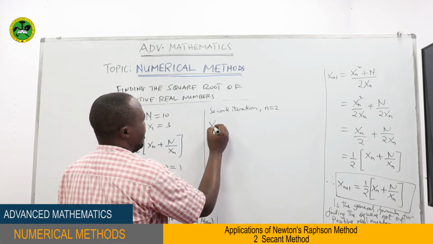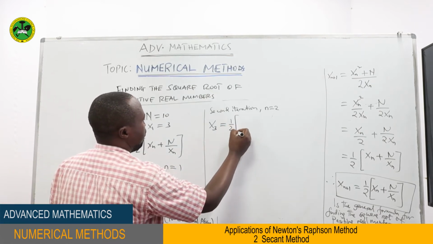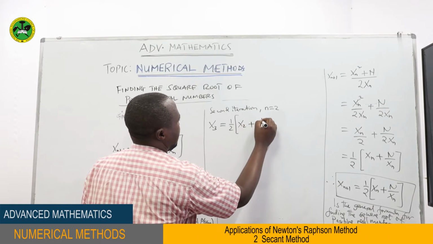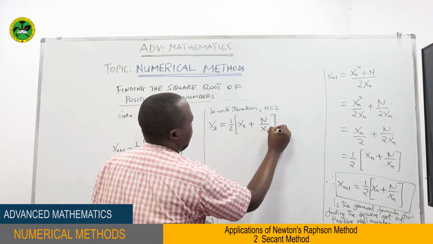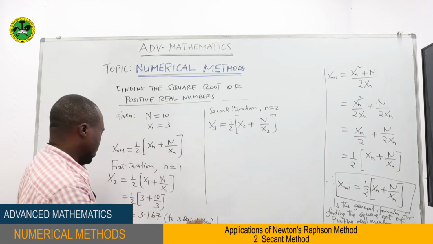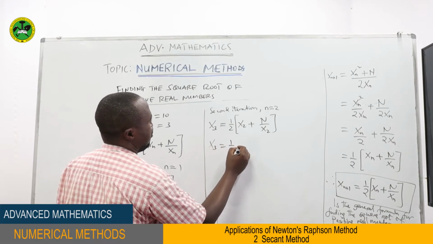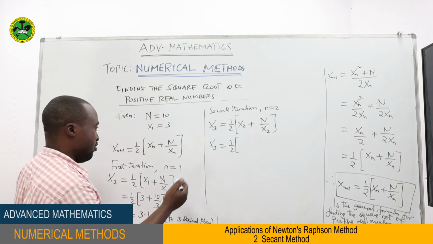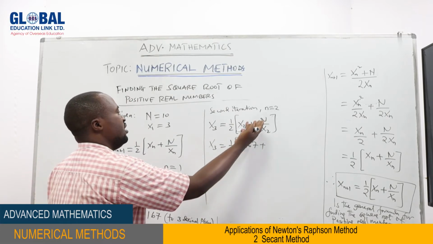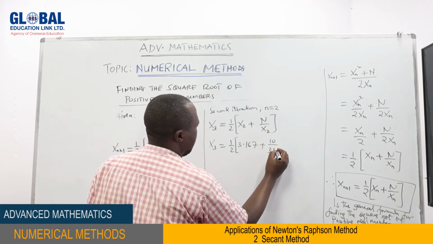We are going to have x3, which is equal to, again, a half bracket of, then in the bracket, you have xn. Our n is 2. So that is x2 plus n over x2. That is our general formula for the second iteration. So x3 will be equal to a half bracket of, now x2, we have 3.167 plus, our n remains the same, that is 10. So it is 10 over 3.167.